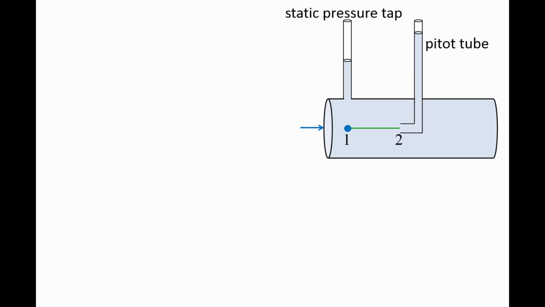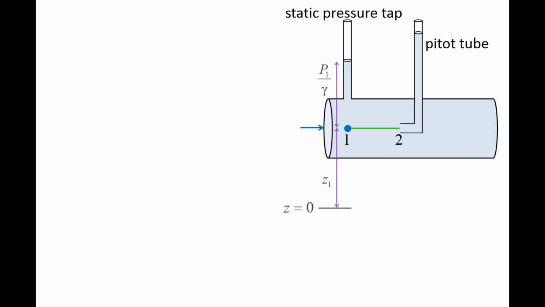One application of the Bernoulli equation is the determination of flow speed. Here we have a pipe with a static pressure tap above point 1 and an L-shaped tube called a pitot tube at point 2. The pipe contains a liquid that is flowing steadily from left to right, and a streamline connects points 1 and 2.